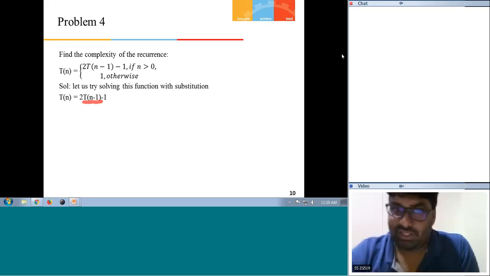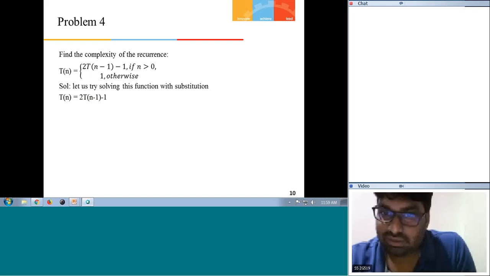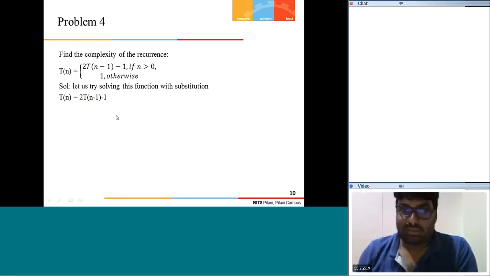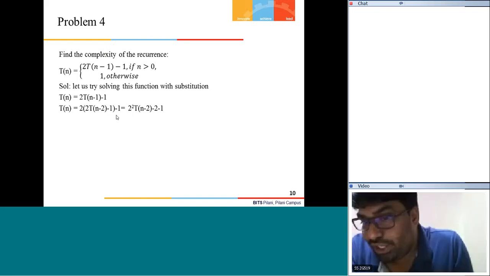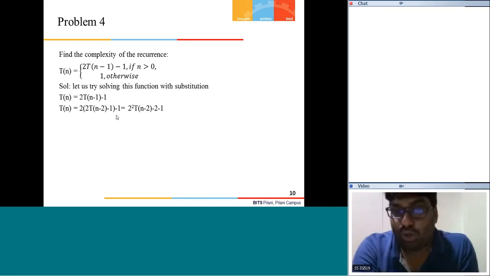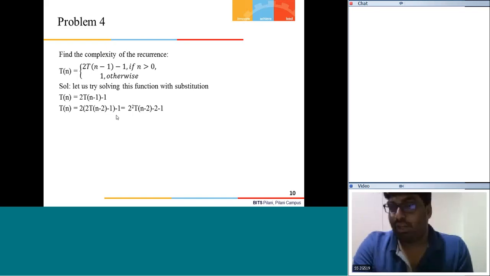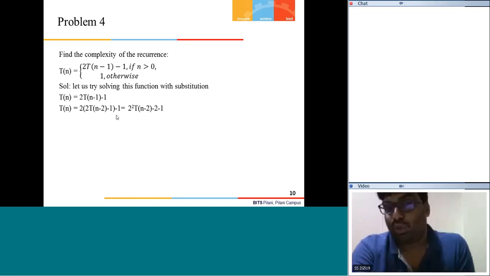Okay, let me close this. So this is the substitution I did. You don't need to do it for T, there is no need of T of T. It is 2 of T(n-2) + 1 here, which is minus 2 because it is the second iteration. So that's why you write minus 2. This is what you write: 2 square T(n-2) + 2 + 1.